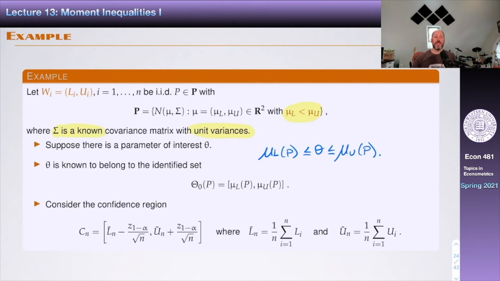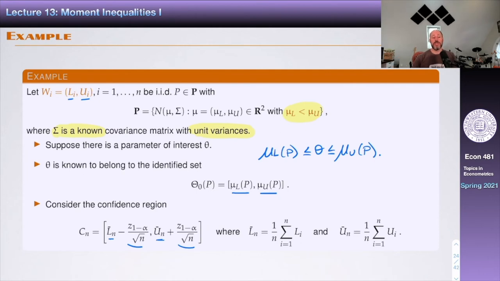Now, how will you do inference when you see mu L and mu U? This is one of the natural constructions. You say, I observe a random variable L and a random variable U. I know that I could use L bar and U bar to estimate these things. And these are normal in this case. So let me use the usual normal quantile. This is what I call a natural construction. Just look at the lower bound and the upper bound, realize that both are normal here, use the 1 minus alpha quantile, and then build this confidence region like this.